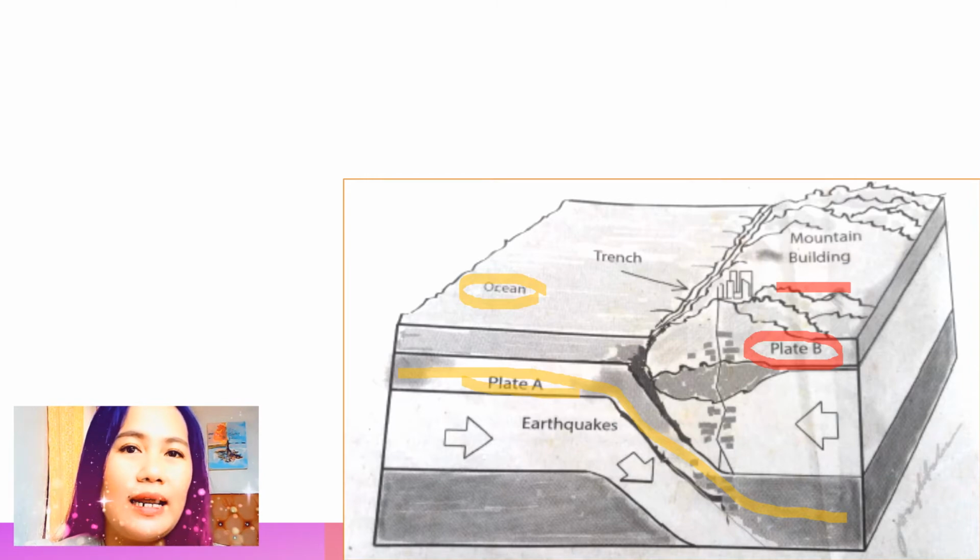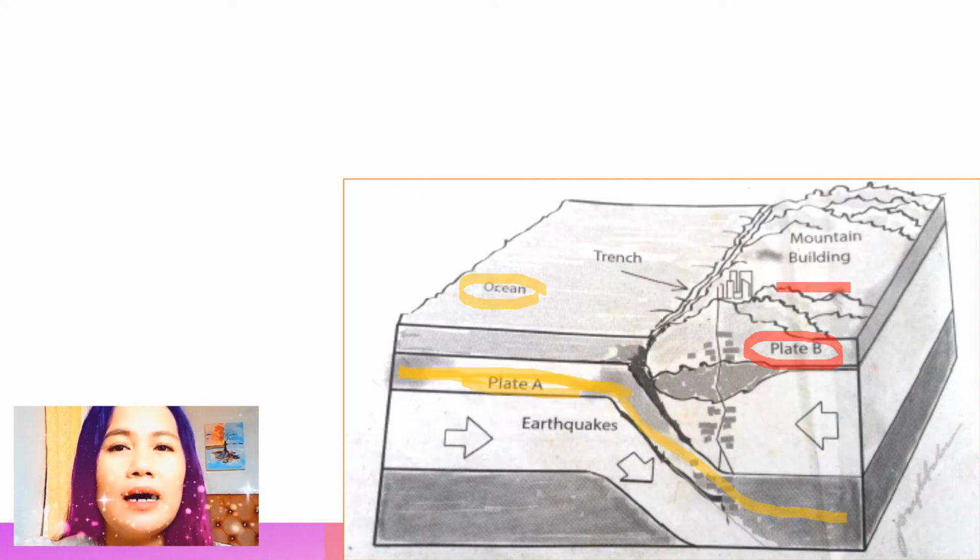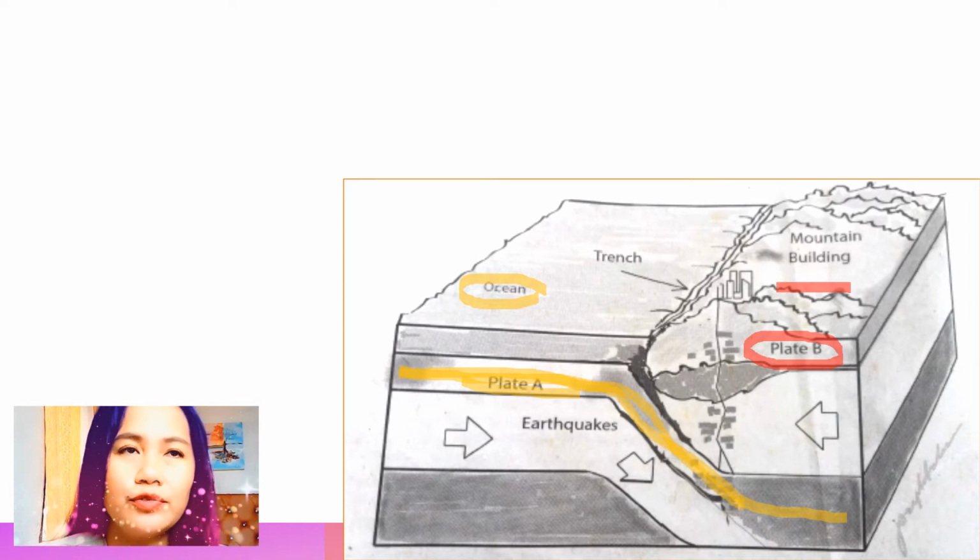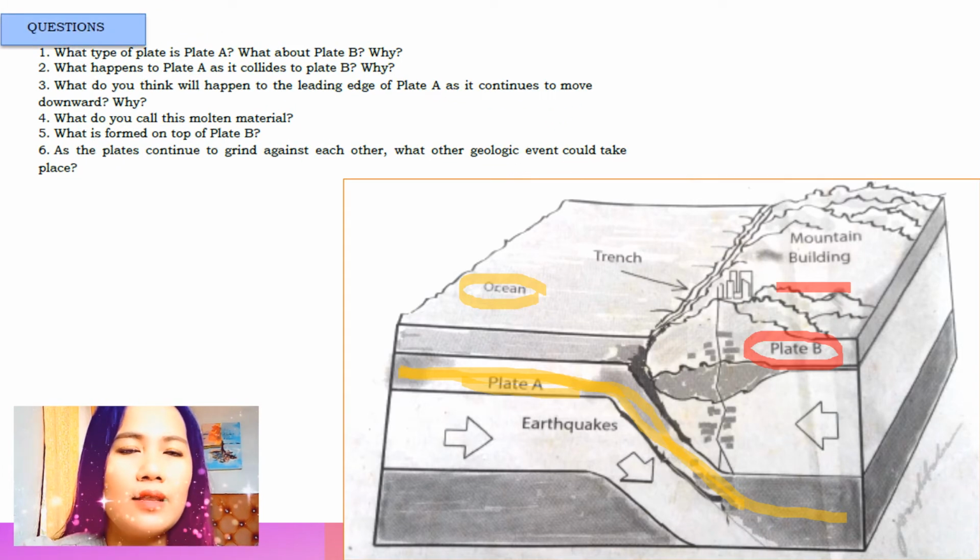So what happens when an oceanic plate and a continental plate collide or converge? Ang oceanic plate, because it is denser, siya ang mas bugat, siya mo paubos, siya mo pailaw. It will subduct underneath the continental plate until it moves underground towards the mantle. There are 6 questions that follow wherein you need to answer. What type of plate is plate A and what type of plate is plate B, and so on. There are 6 questions there.